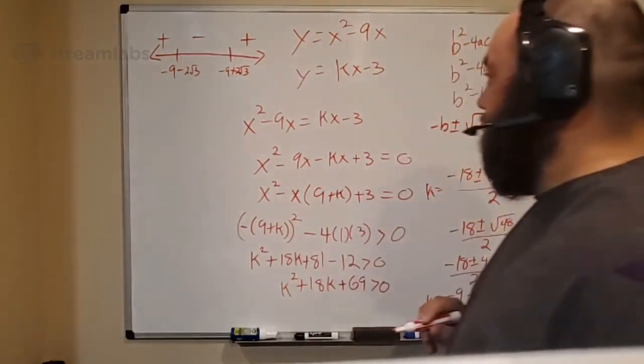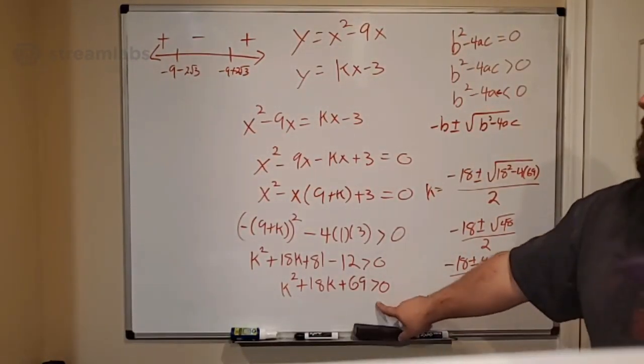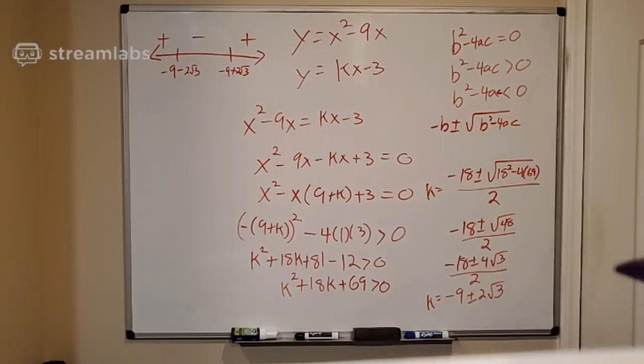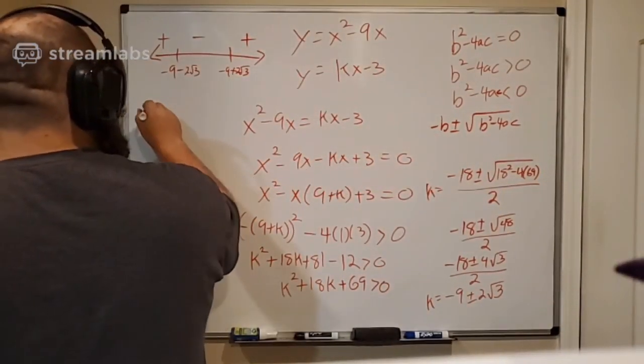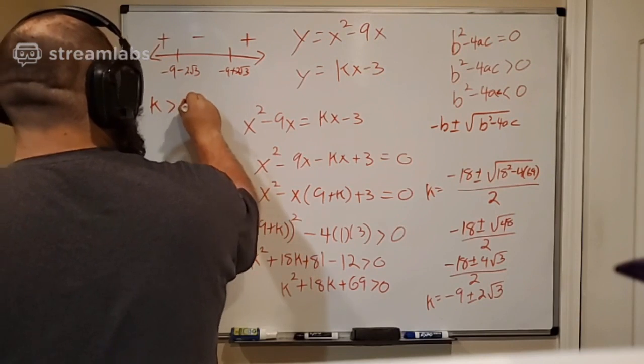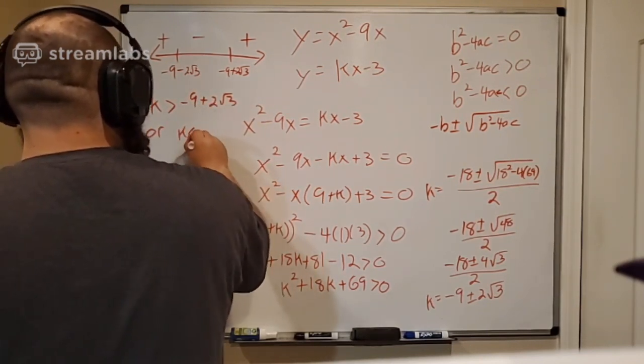We want where it's greater than 0. So you want where it is greater than 0. So you're going to solve, it's both of those. So where k is greater than -9 plus 2 root 3, or k is less than -9 minus 2 root 3.